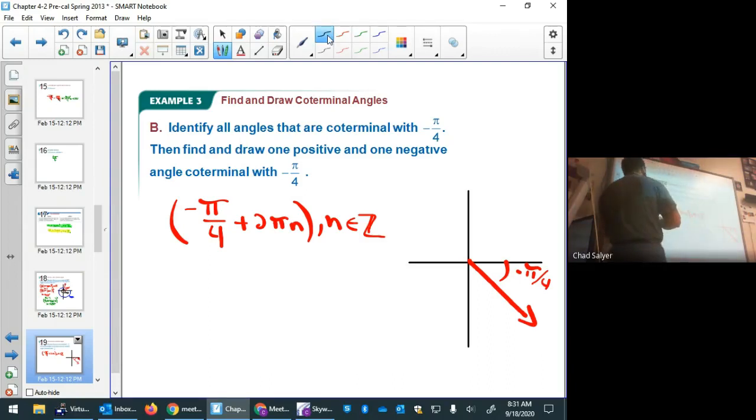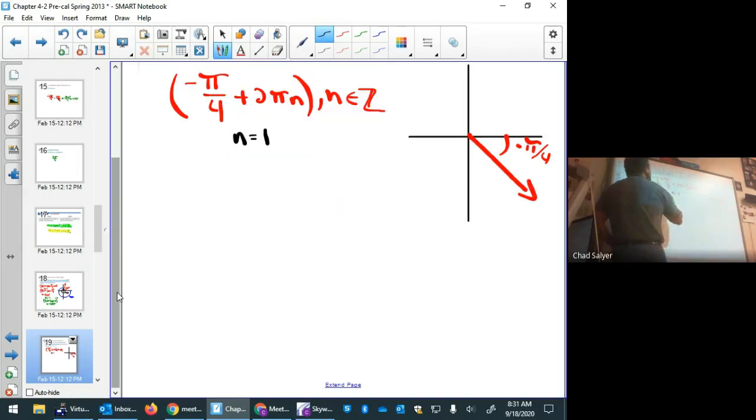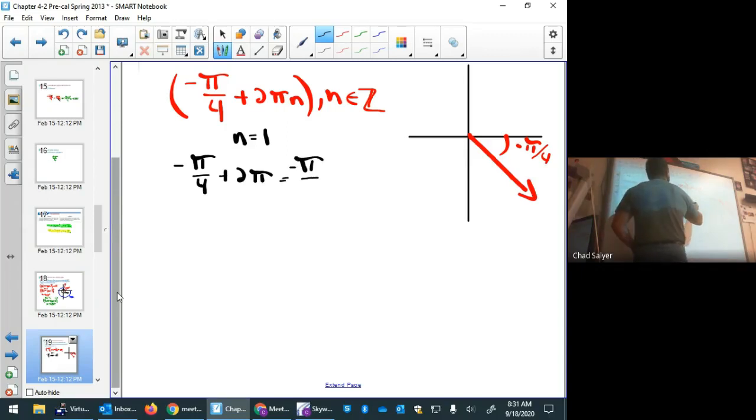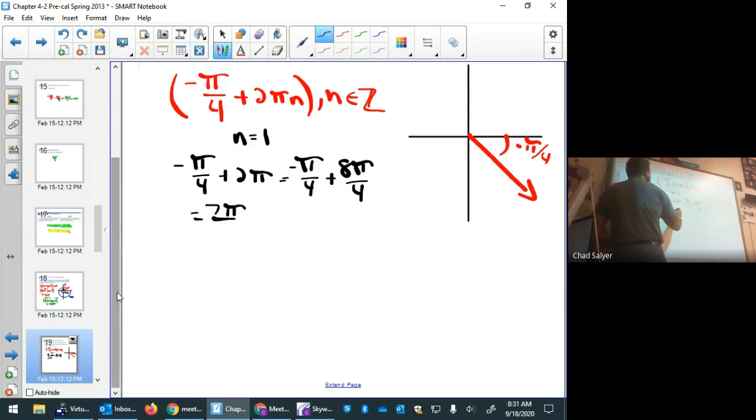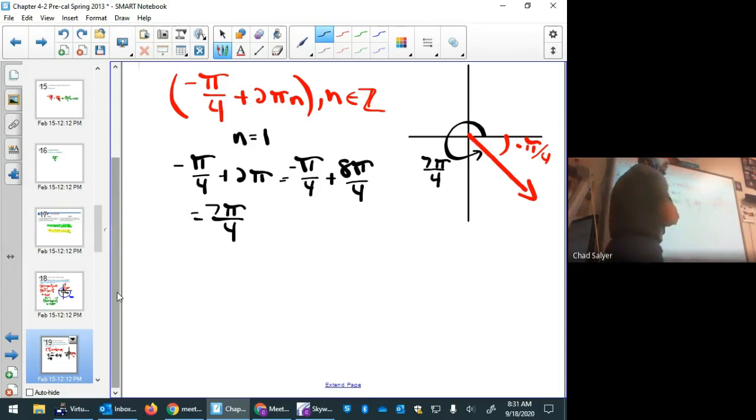We want one positive and one negative. So for the positive one, I'm going to let n equal positive 1. So that's going to be negative pi over 4 plus 2 pi. We need a common denominator. So that's negative pi over 4 plus 8 pi over 4, which is 7 pi over 4. And it's going to look like this. So that's a positive coterminal angle.